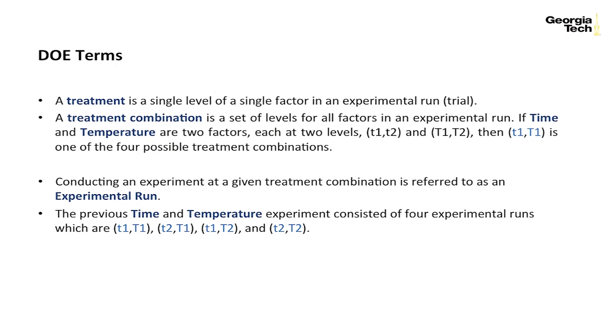Finally, we have experimental run, which is defined as running each experiment. Each treatment combination, we may run once or twice. As I said, the treatment combination is the combination of the levels of all treatments. For example, this is one experimental run, this is another experimental run, and so on. So when we repeat, we also repeat the experimental runs as well.